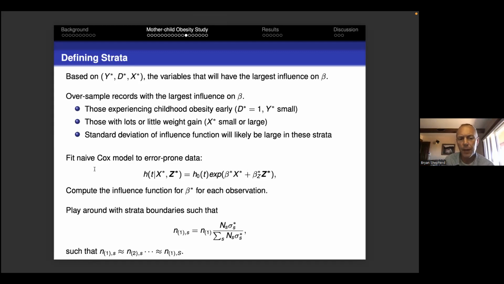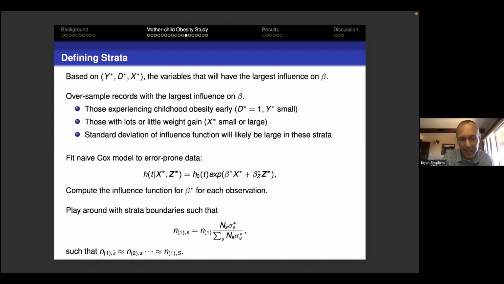What we do is fit a Cox regression model, the analysis model, to the error-prone data, and get an initial estimate of beta star. Then we're able to compute the influence function for beta star for each observation. We use that influence function to play around with different strata boundaries. Remember, there's electronic health record data here, and we can decide which strata we want for sampling. We play around with the different strata boundaries using the estimated influence function, and the different sizes based on how big the strata are, so that we figure out how many we would sample from each strata. And we want those to be approximately equal across strata.